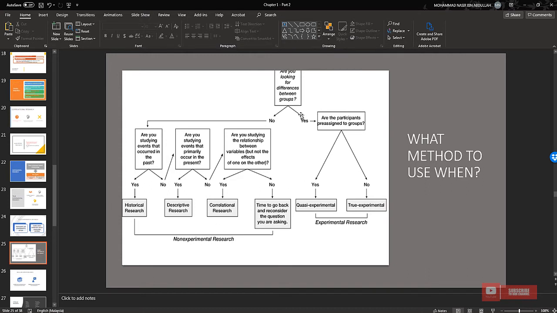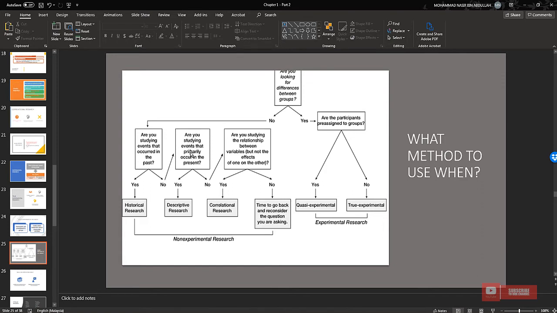If you are not looking for a difference between two groups, normally the difference between two groups is made when descriptive research or exploratory research has been done, right? Then we look into experimental research. If your answer is no, are you studying an event that occurred in the past? If your answer is yes, then you are doing historical research. If your answer is no, then you need to answer the next question.